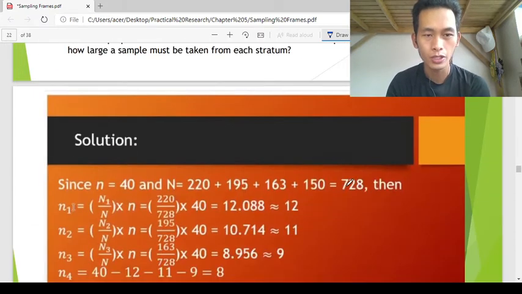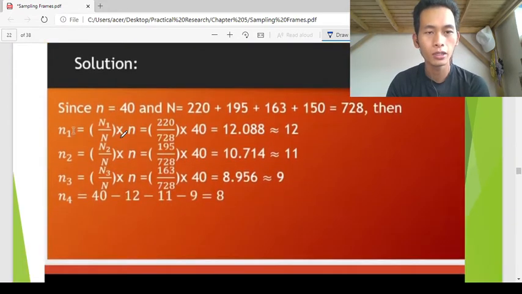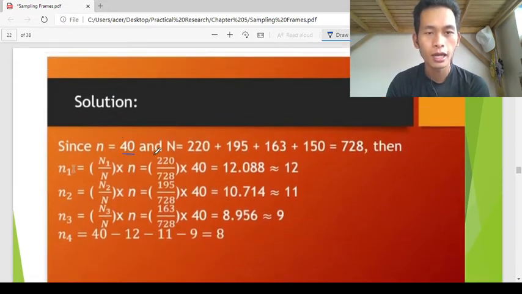So we will compute. The solution will be, okay, since sample size is equal to 40, and N, or the population, is equal to 220 plus 195 plus 163 plus 150 is equal to 728.